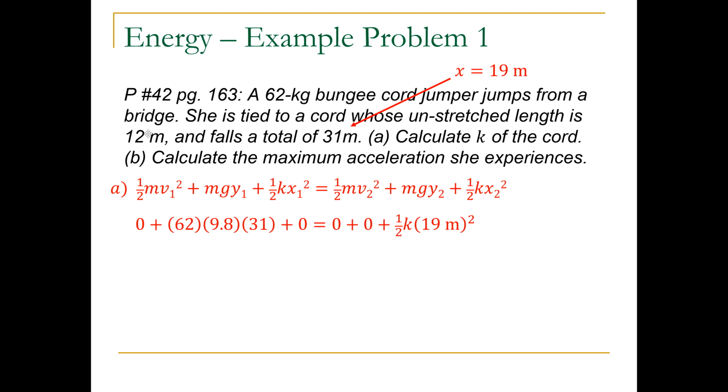So my initial kinetic energy is 0. For the initial gravitational potential energy, I'm going to use a height of 31 meters so that after she's fallen 31 meters, gravity or GPE is 0. So I'm strategically using that lowest point as y equals 0. So really there's only one point where she does have GPE. The bungee cord is not stretched initially, so 1/2 k x1 squared is also 0.